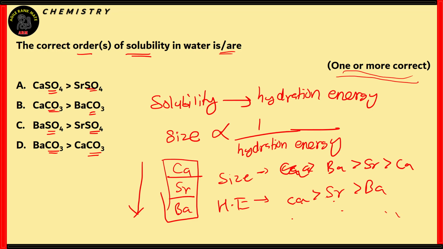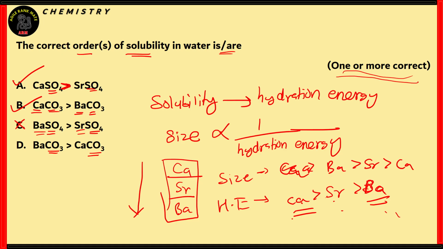So solubility of calcium something is greater than solubility of strontium with the same something, greater than barium with the same something. So in the first option, CaSO4, calcium sulfate, and strontium sulfate, then CaSO4 is greater in solubility than SrSO4 because of the hydration energy. So option A is correct, as we have concluded. Similarly, in option B, it's given Ca greater than Ba, which is true. Option B is correct. Option C, we have BaSO4 and SrSO4. Now Ba is less than Sr in terms of hydration energy, so option C is incorrect.